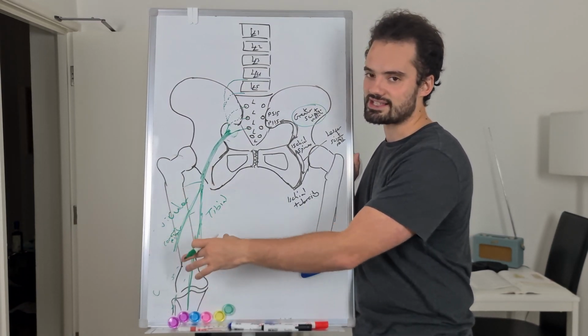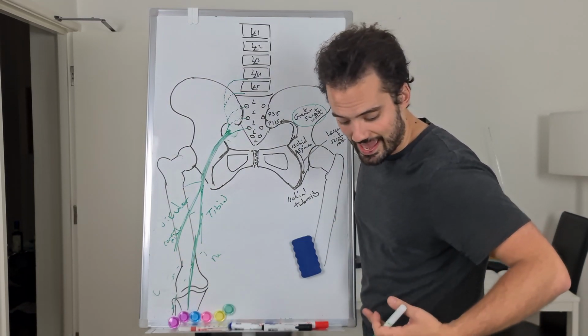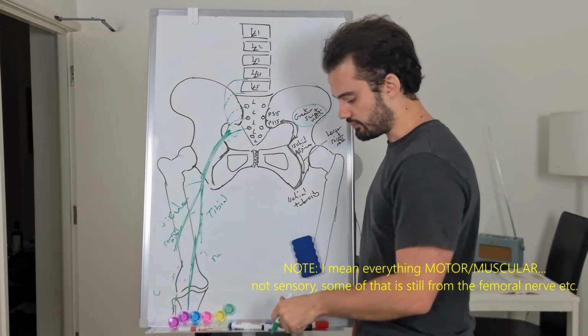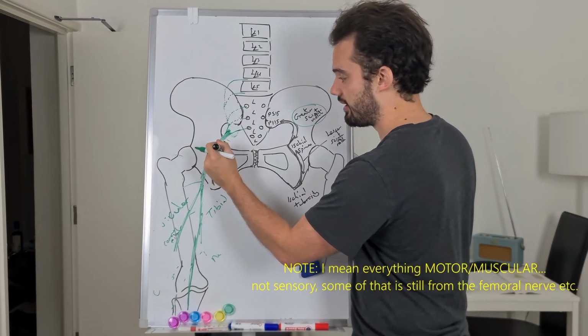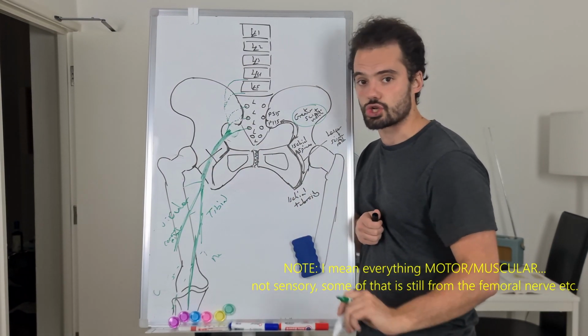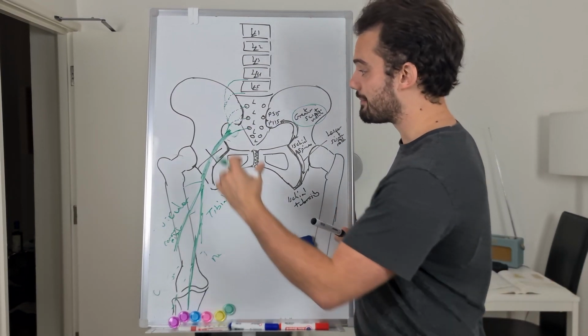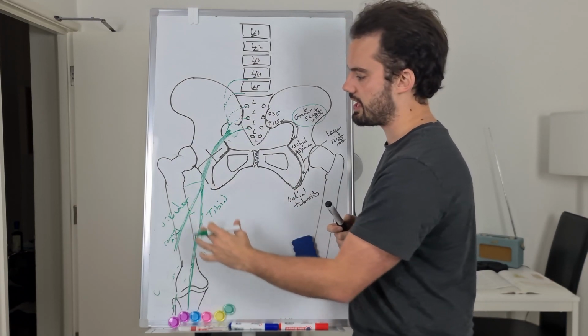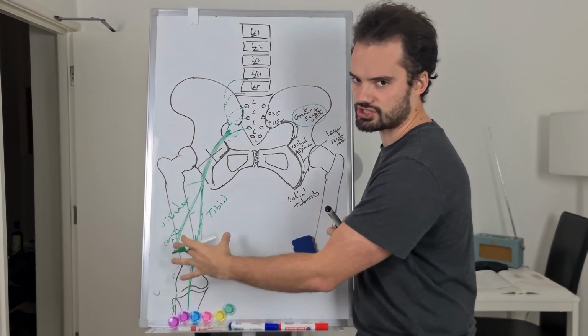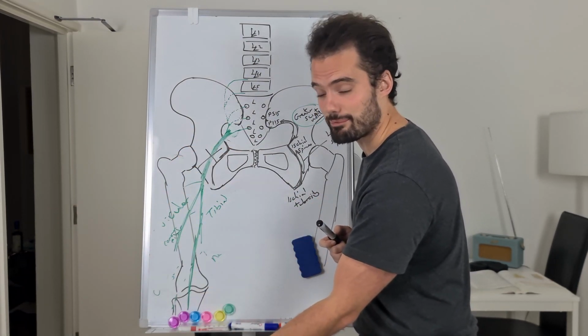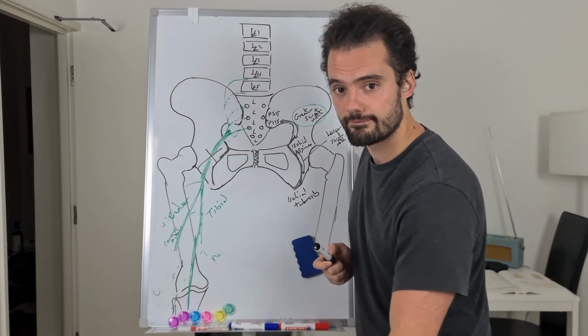And ultimately, these are going to be the nerves that will supply everything below the knee. So if you were to lose your sciatic nerve, everything from the knee down is gone. Yeah, so just be aware, this is a big nerve and it's an important nerve, yeah? From the thigh, it's the posterior compartment. Below the knee, it's everything. Okay?